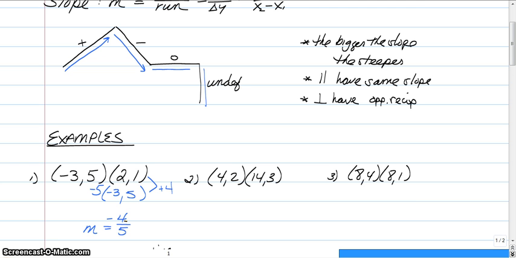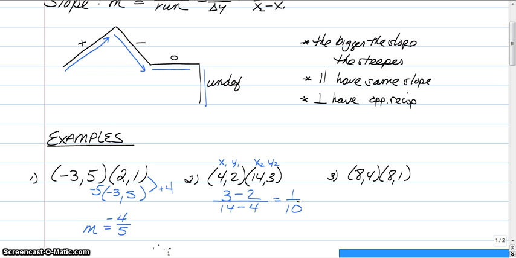For the second example, we're just going to use our formula. So remember, this is x1 and y1, this is x2 and y2. And what you do is you just subtract using the slope formula written at the top. y2 minus y1. So y2 is 3 minus y1 of 2 over x2 minus x1. x2 is 14 minus x1 of 4. And you just subtract and you get 1 over 10, and that is your slope. So the slope of number 2 is 1 over 10.